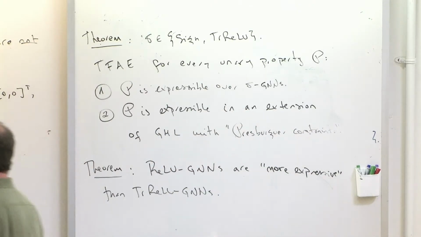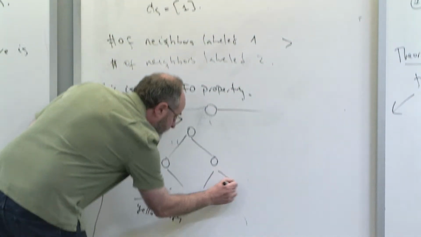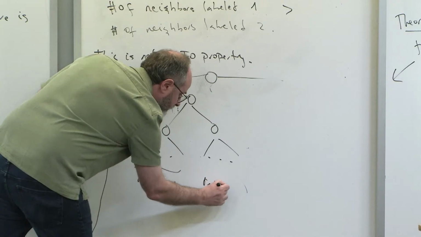And what is the kind of property? The kind of property is the following. So you have a tree like this, and here you have a bunch of yellow nodes, and here you have a bunch of red nodes.